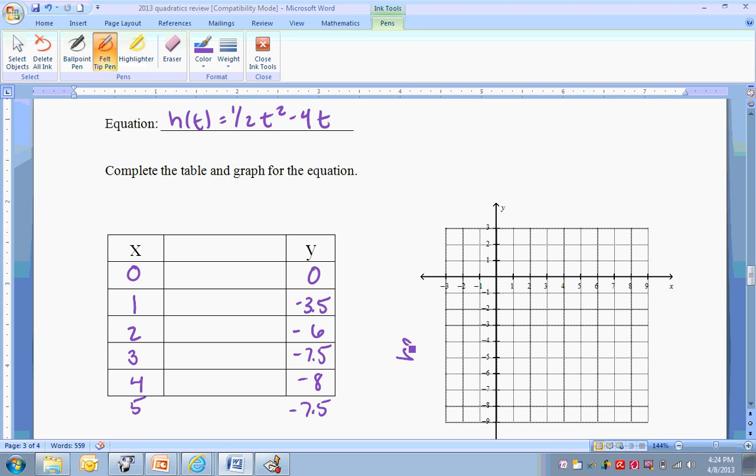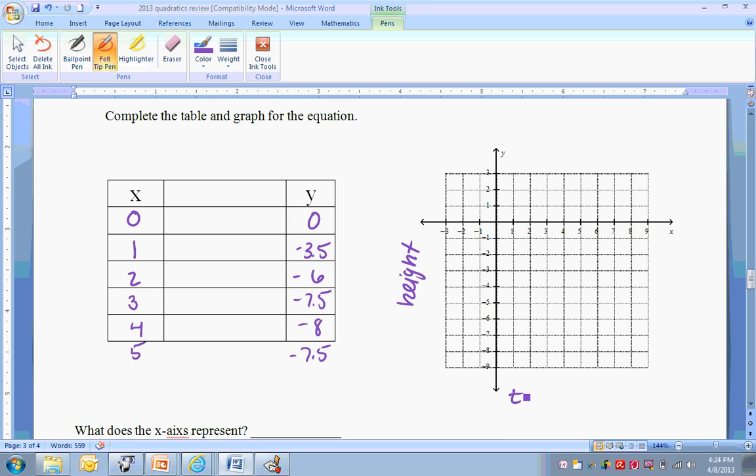So I plot those points. My y values are my height. My x values are my time. So we're at 0, 0. Then we're at 1, down negative 3.5, or down 3.5. At 2, we go down to 6. At 3, we go down to 7.5. At 4, we go down to 8. And then at 5, we start coming back up to negative 7.5. And then you can just sketch through those points and judge what the rest of your parabola is going to look like.